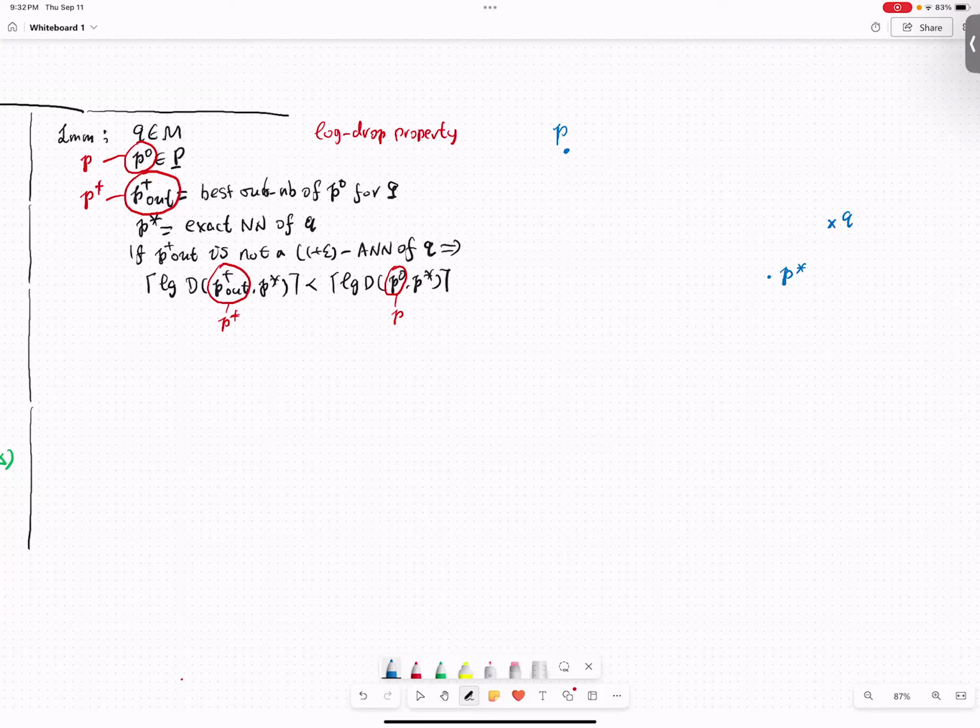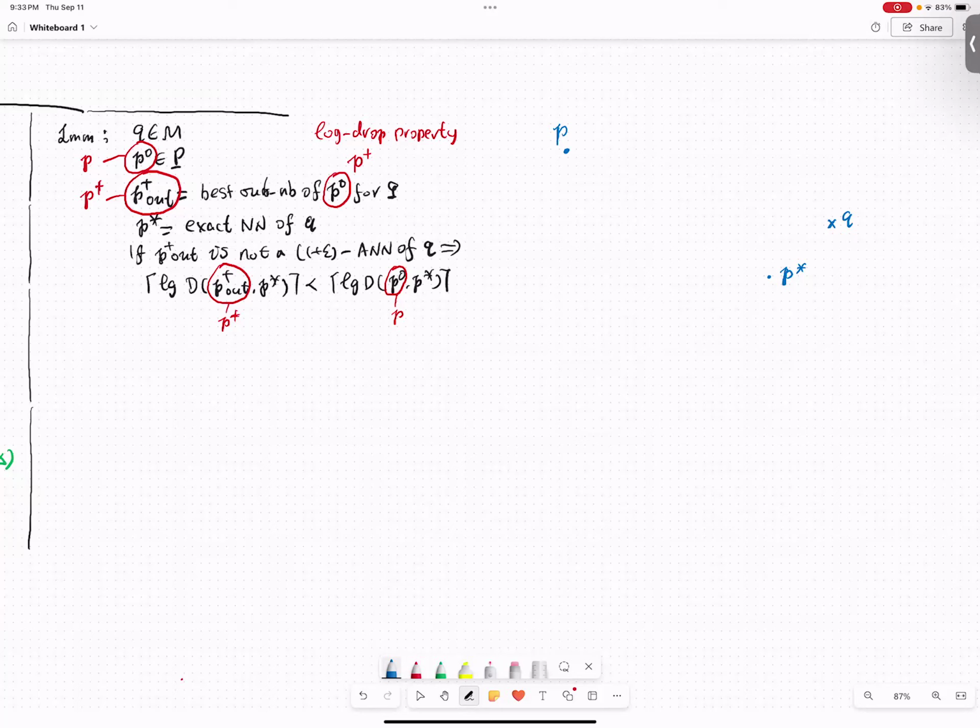And P plus L, I will use P plus for short. This P plus is the best L neighbor of P. In other words, this is the next hop by greedy. Here this P star is the nearest neighbor of Q. So several points here.